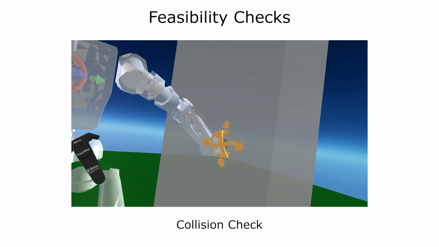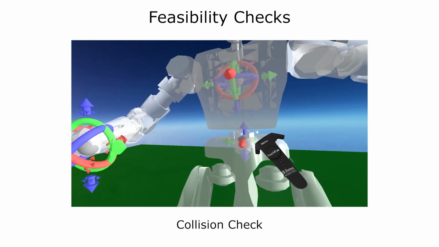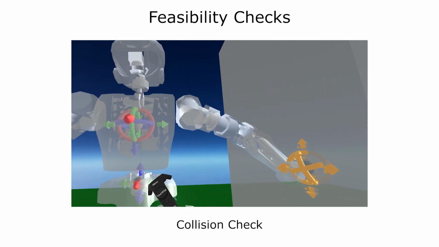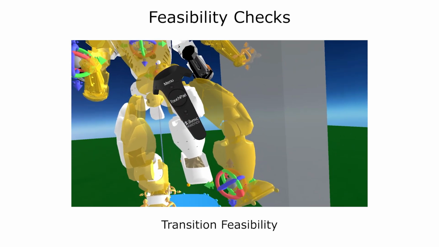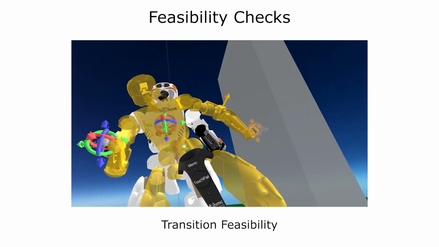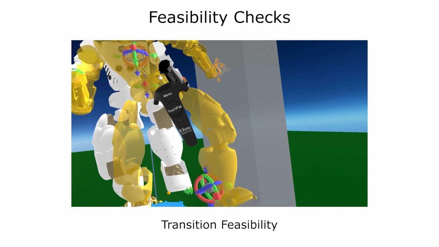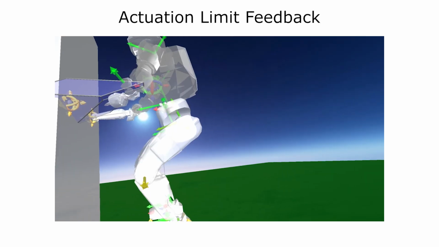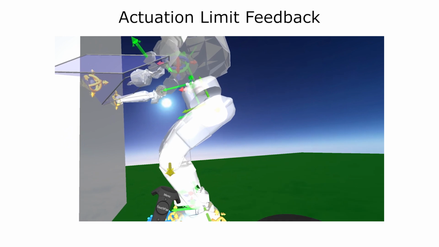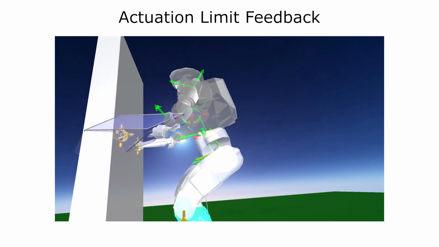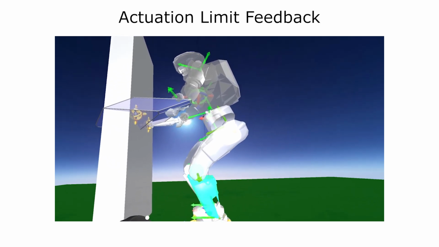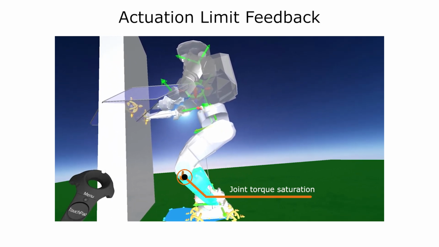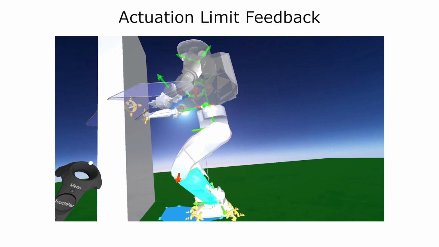The preview robot turns red if the current keyframe is not quasi-statically stable or collides with the environment. The preview robot turns yellow if any of the interpolated configurations during the transition are unstable or in collision. The operator is aided by visual cues of actuation feasibility. The force polytope at any contact point can be displayed, and joints nearing torque saturation given the quasi-static model are highlighted with a red shade.